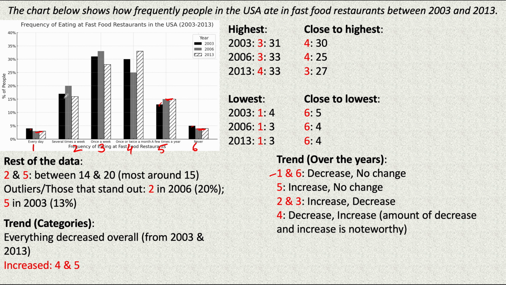The second and third categories have a similar trend of increasing and then decreasing, increasing and then decreasing. The fourth category is the only one which first decreases and then increases. And we can also see that compared to all others, the amount of increase is much higher. With this, we have understood and analyzed the whole graph.